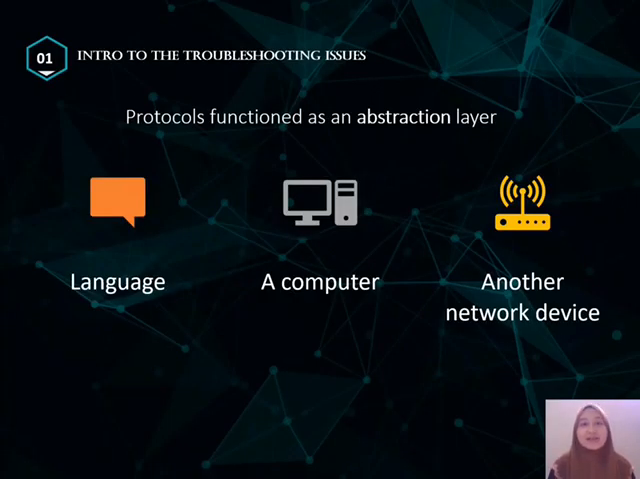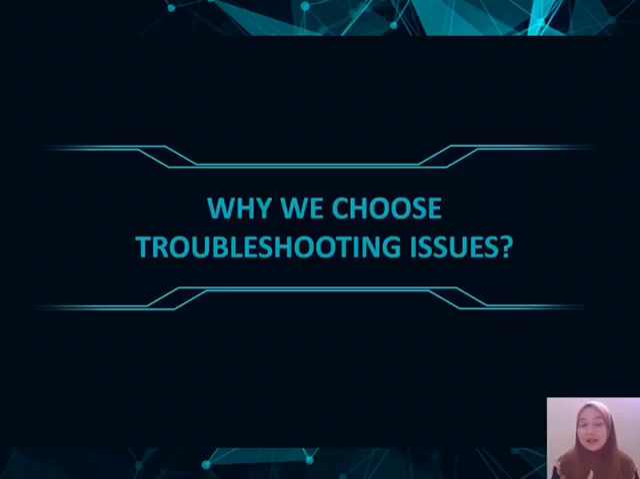Protocol functions as an abstraction layer between internet applications, routing or switching fabric. First, it is the language a computer uses to speak to another device on the network, and it defines the methods or rules of communication. Secondly, it allows a computer to talk to another computer via the internet. And the important thing in TCP/IP is that network devices can help each other to communicate via the internet.